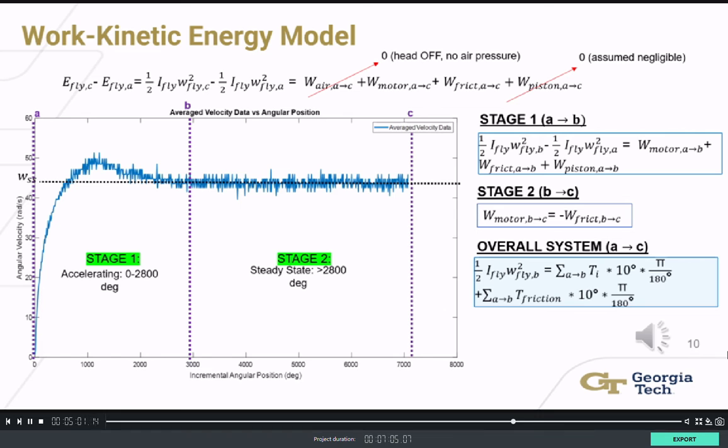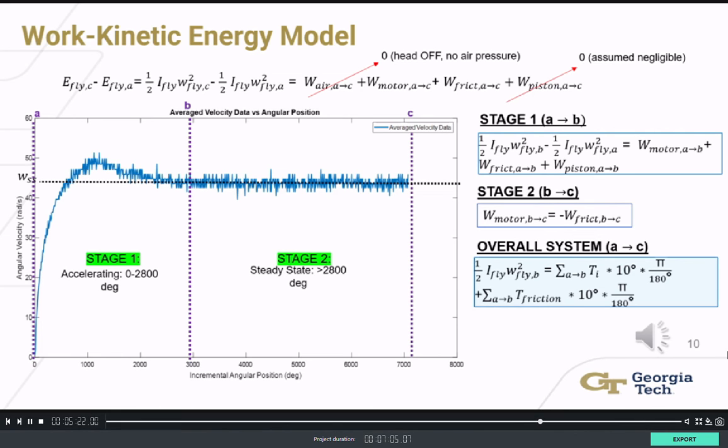Additionally, the work done by the piston, which causes the velocity of the flywheels to oscillate slightly within the steady-state region, is assumed to be negligible to simplify the analysis. In this model, A represents the initial displacement of the flywheel, or 0 degrees, and B and C are the angular displacement at which the steady-state velocity begins and when data collection ends, respectively.